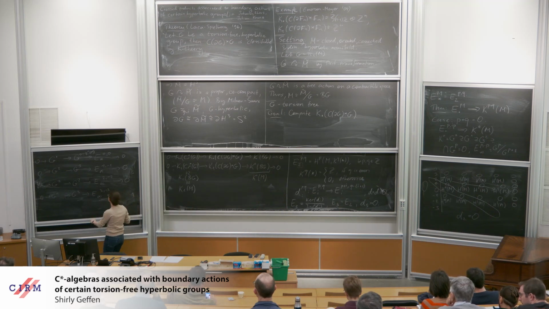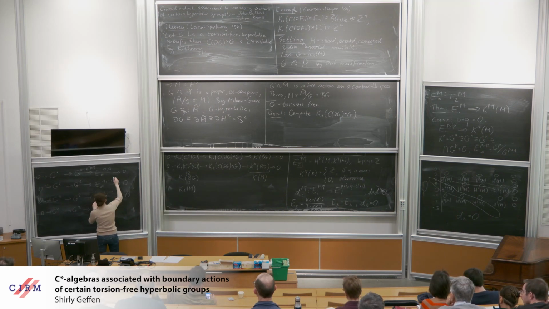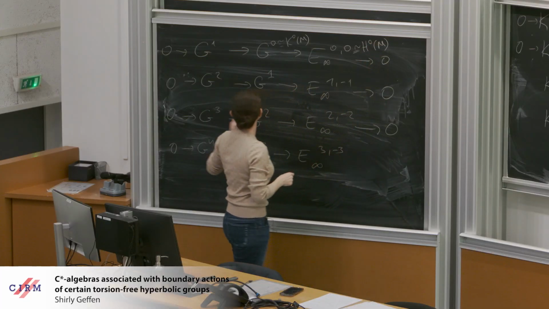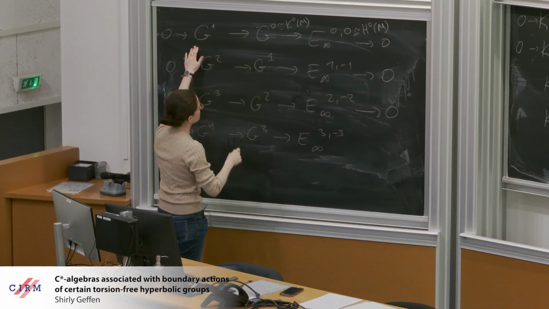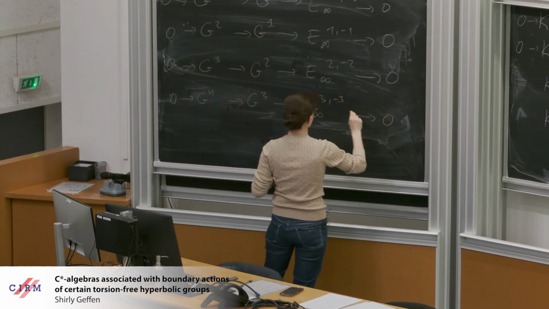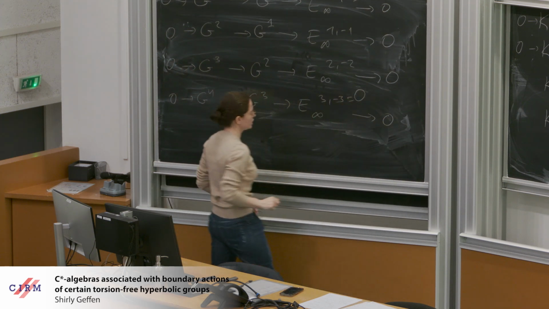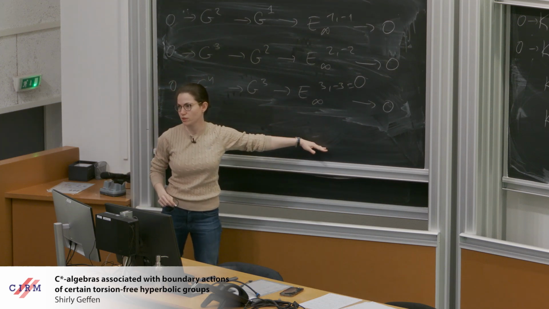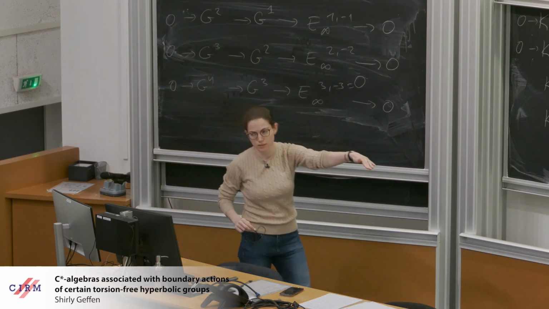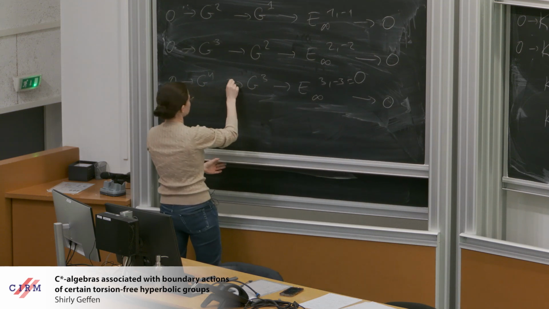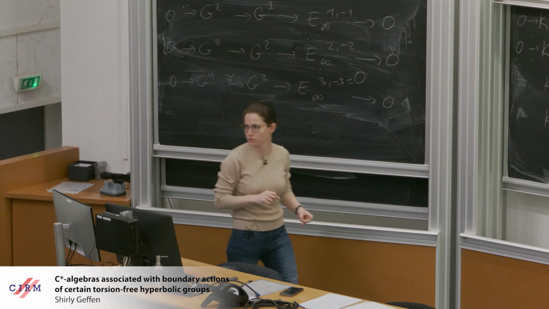So we have to write this down. Maybe I actually start from below. 3 minus 3 will vanish. And also everything that comes later will vanish, right? 4 minus 4 and so on, because we go down the diagonal. And this means that G3 is isomorphic to G4.